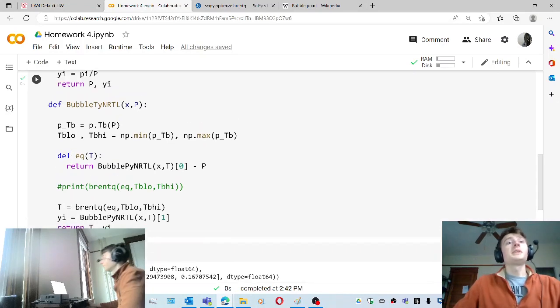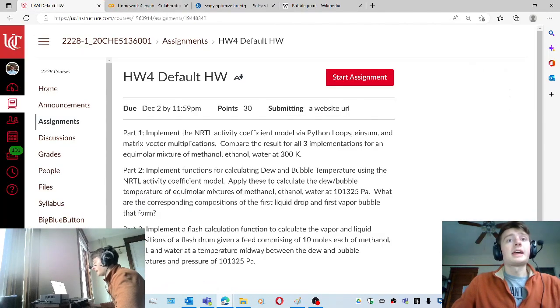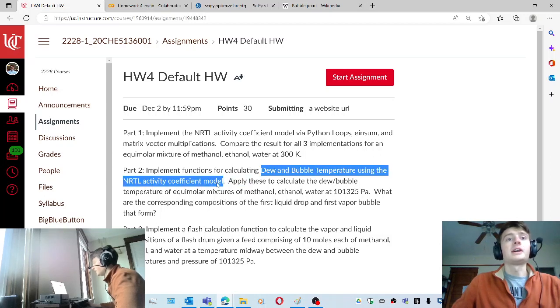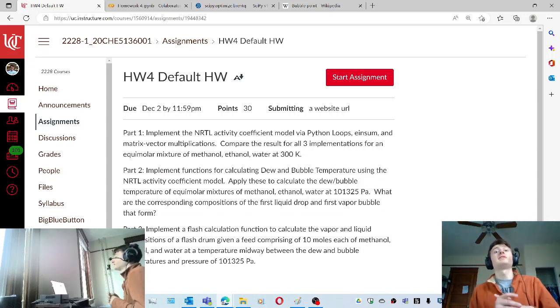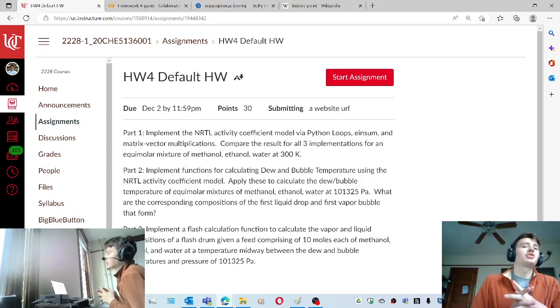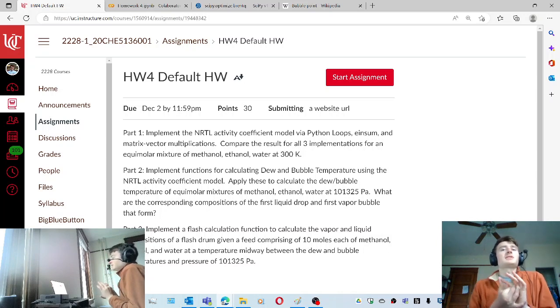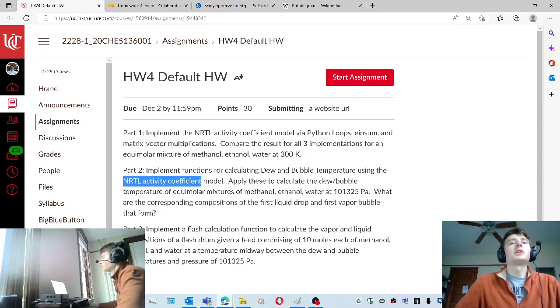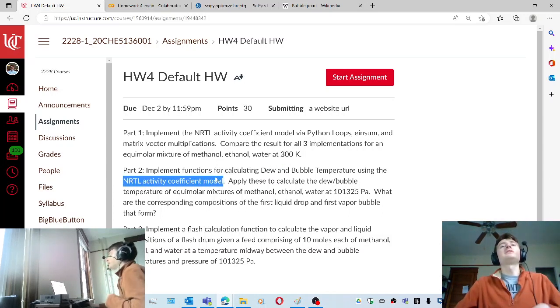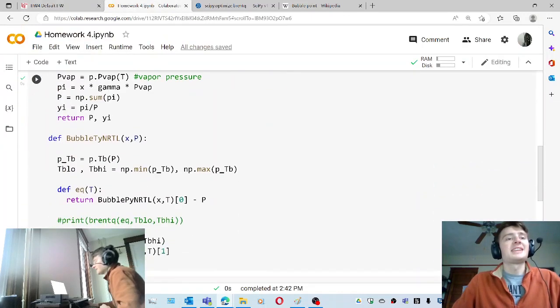Moving on, let me take a look at the ideal dew point. So instead of using the NRTL activity coefficient model, I'm just going to ignore the activity coefficient and assume it's an ideal mixture. Why am I doing this? Because to actually calculate the dew temperature using the activity coefficient model is a little bit more complicated, and I need to use the ideal ones as a guess.